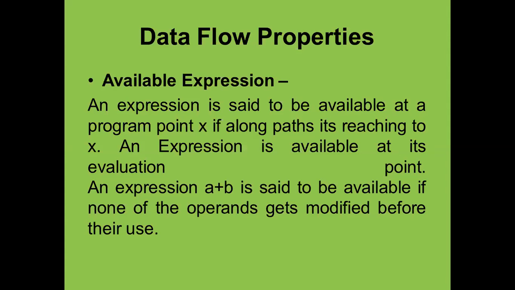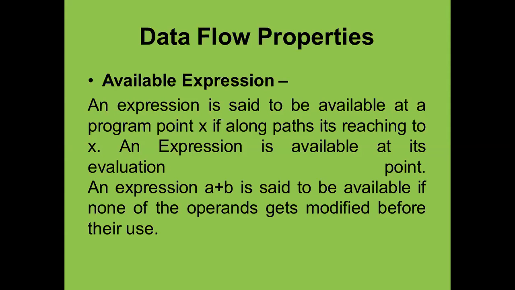Now what is the available expression? An expression is said to be available at program point X if along every path it's reaching X. In the coming example we will see what the available expression is and how we will approach it. In this case also there is a case of dependency. Dependency means the final expression will depend on the preceding one.